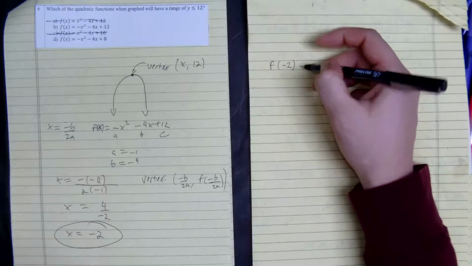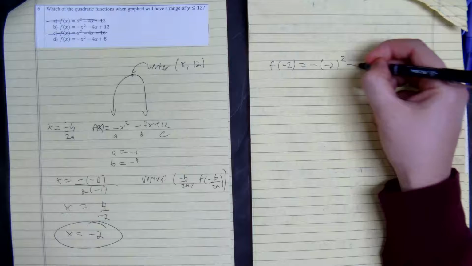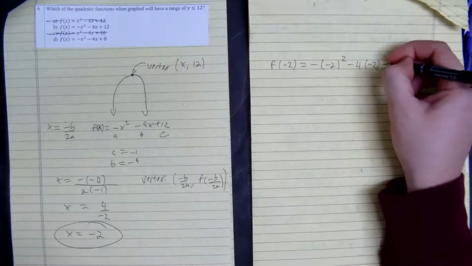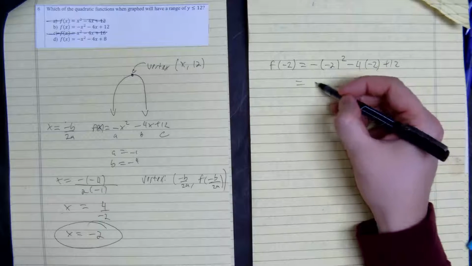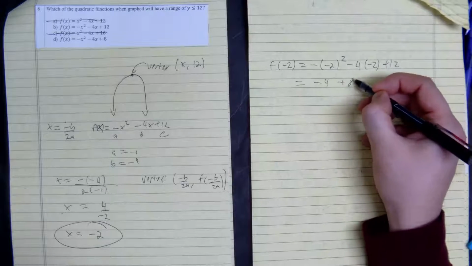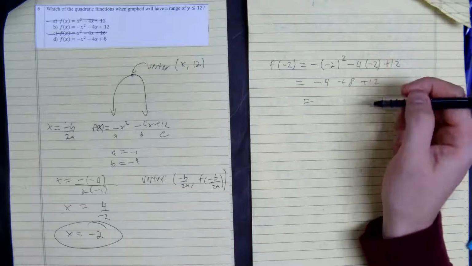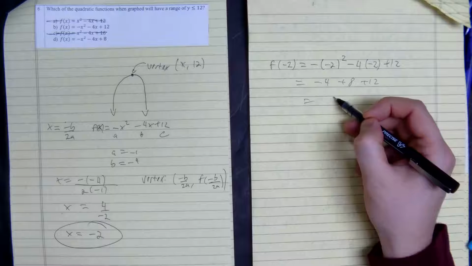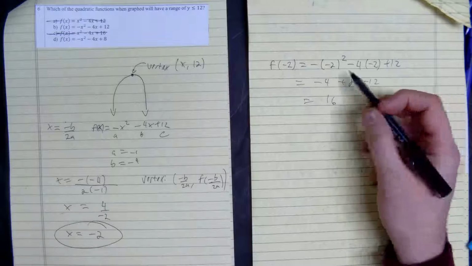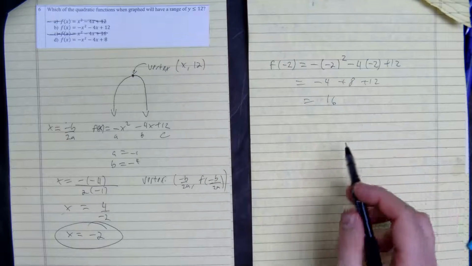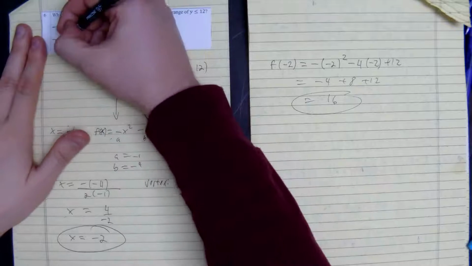f of negative 2 equals negative 2 squared minus 4 times negative 2 plus 12. So we get negative 4 plus 8 plus 12, so we get 4 plus 12. We get 16. And our range is saying the max it could be is 12. So it looks like equation B doesn't work, so the answer has to be D.